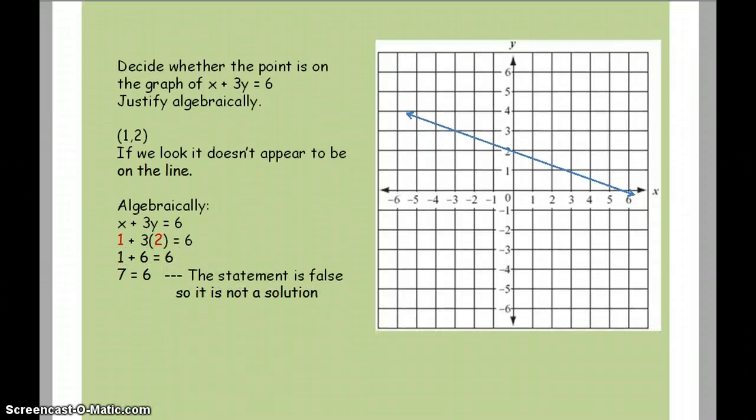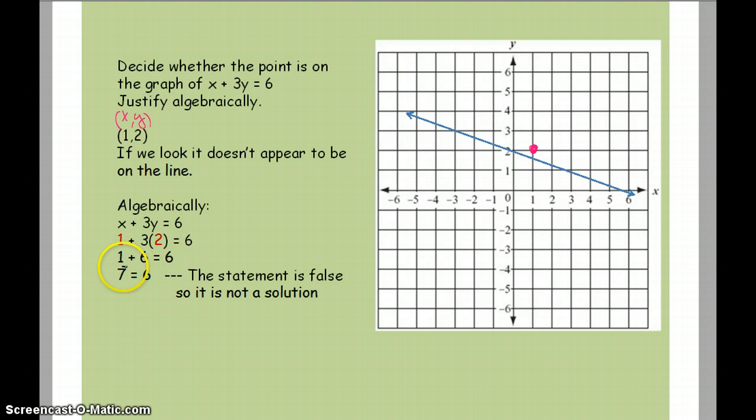So let's take a look at this one. We want to decide whether the point is on the graph of the line x plus 3y is equal to 6, and we have the point (1, 2). So I plot my point (1, 2), and it doesn't appear to be on the line. So we're going to verify algebraically. We know that in coordinate points, they are (x, y). So 1 is my x value, I'm going to plug that in for x. 2 is my y value, and I'm going to plug that in for y.